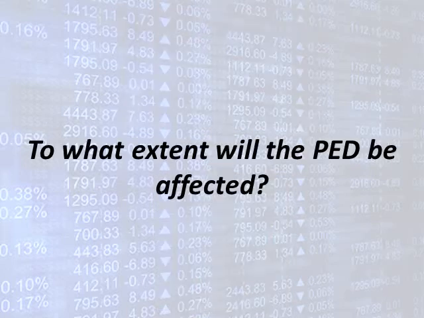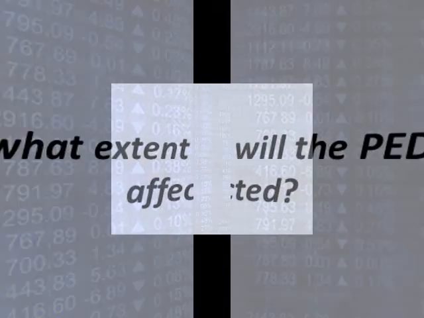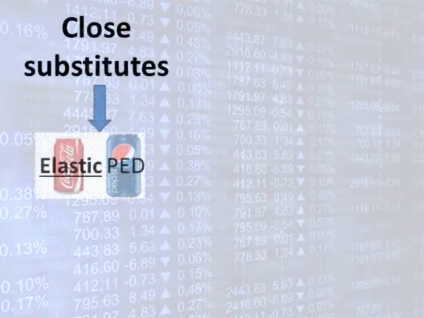To what extent will the PED be affected by these factors? How much the PED would be affected would then be dependent on how closely related the substitutes are to the product. The more closely related the products are to each other, the more elastic the PED would be. This means that any slight change in the price of product A would result in a more than proportionate change in the demand of the other product, for this instance, product B. An example of closely related products would be brands of soft drinks, like Pepsi and Coca-Cola.